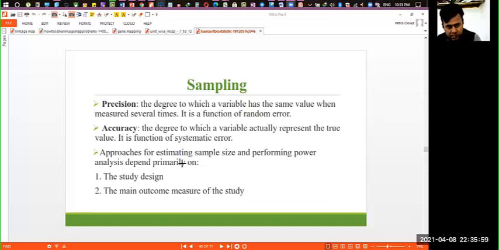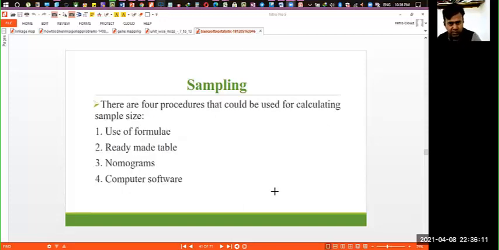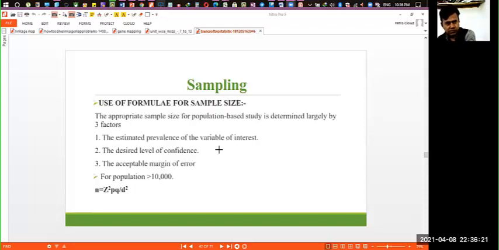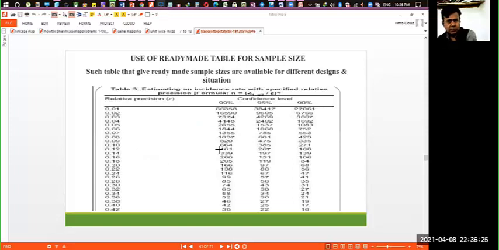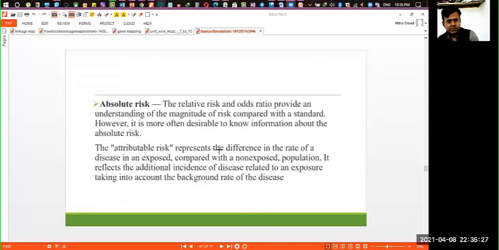So sampling may be precise, may be accurate. Accuracy is the degree to which a variable actually represents the true value, and it is also part of systematic error. Precision is the degree to which a variable has the same value when measured several times. It is a function of random error. So there are 4 procedures that could be used for calculating sample size: use a formula, ready-made table, nomograms, and computer software. Okay. So you can see such kinds of examples.